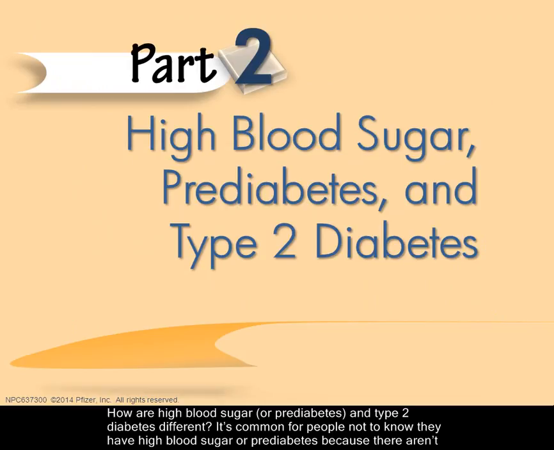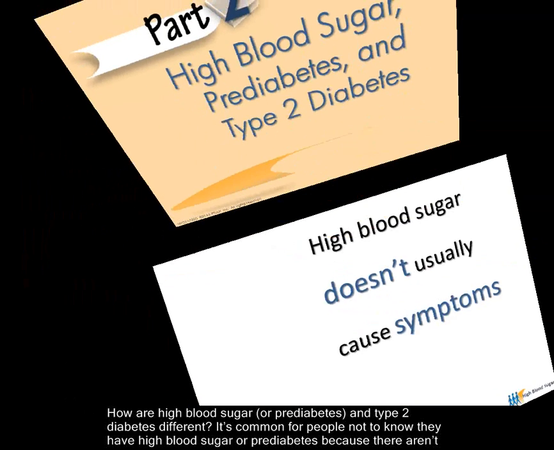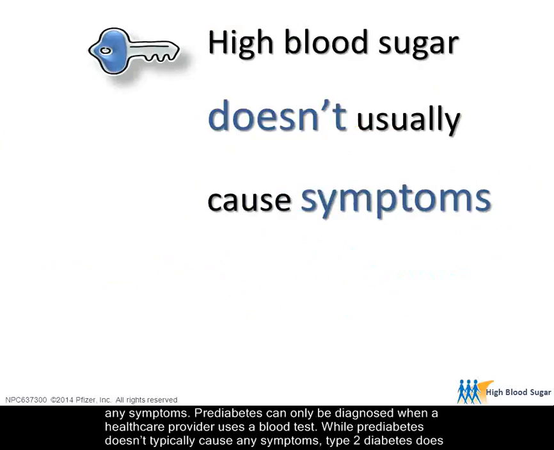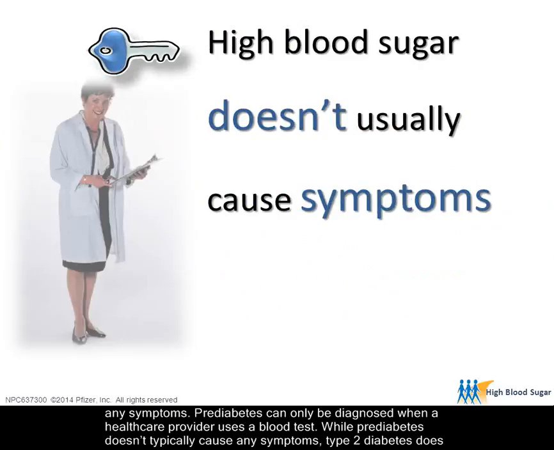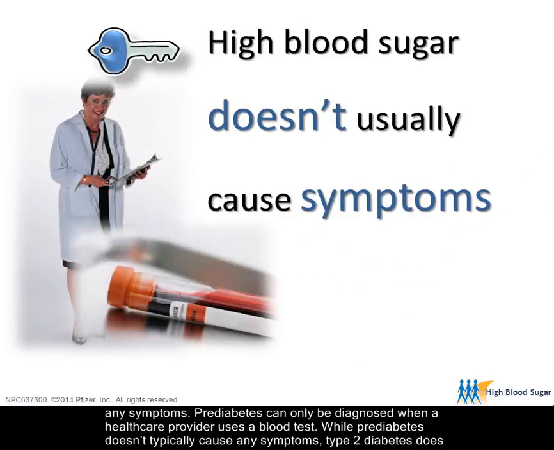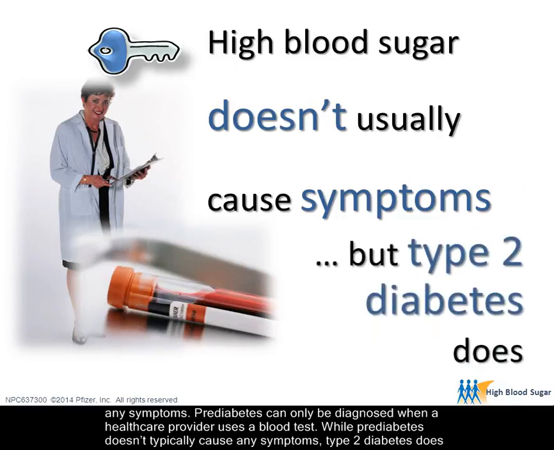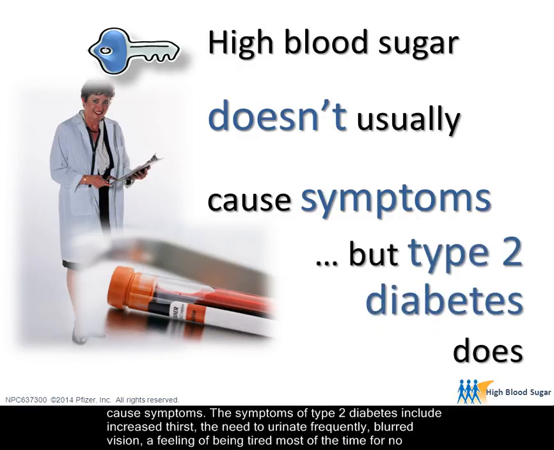How are high blood sugar or prediabetes and type 2 diabetes different? It's common for people not to know they have high blood sugar or prediabetes because there aren't any symptoms. Prediabetes can only be diagnosed when a healthcare provider uses a blood test. While prediabetes doesn't typically cause any symptoms, type 2 diabetes does cause symptoms.